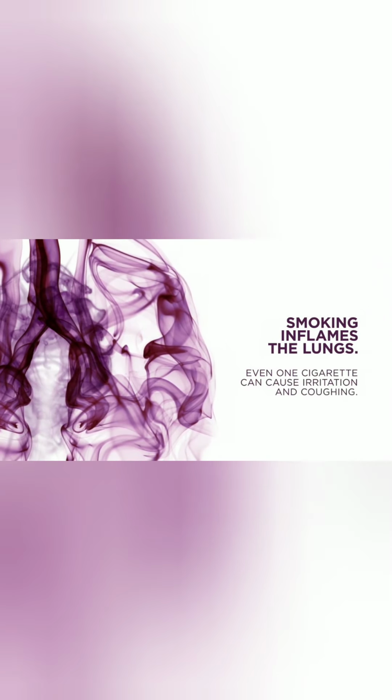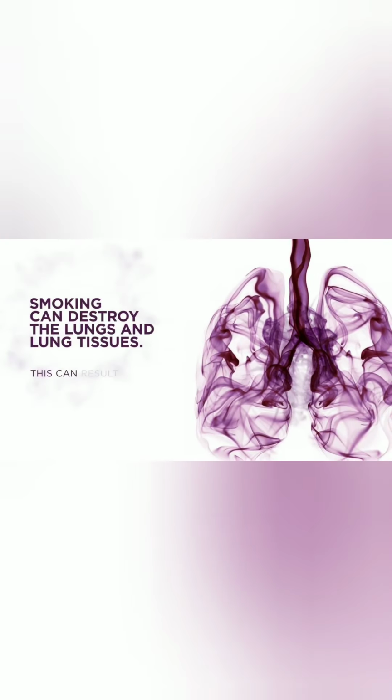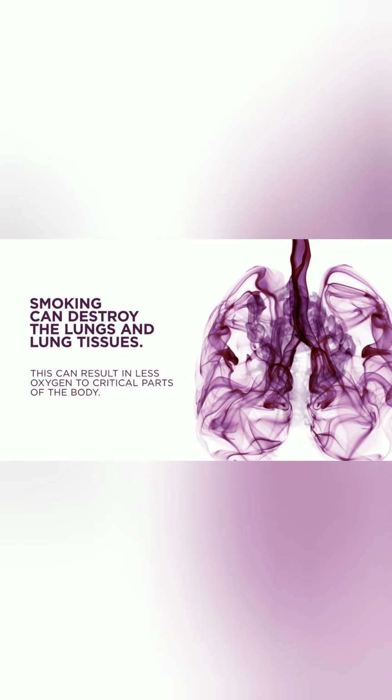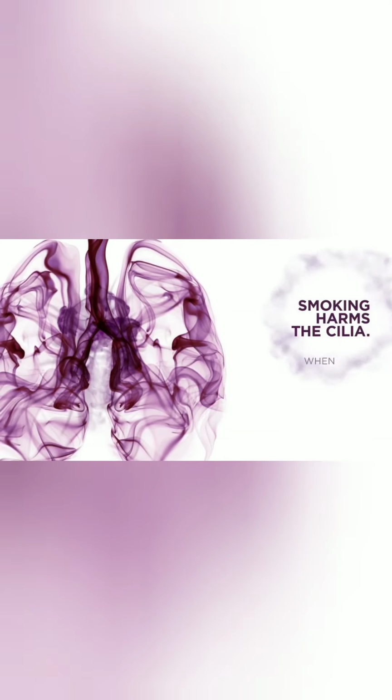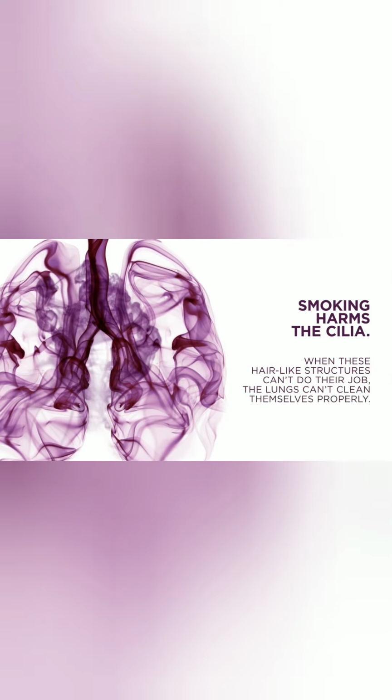Smoking inflames the lungs. Even one cigarette can cause irritation and coughing. Smoking can destroy the lungs and lung tissues. This can result in less oxygen to critical parts of the body. Smoking harms the cilia. When these hair-like structures can't do their job, the lungs can't clean themselves properly.